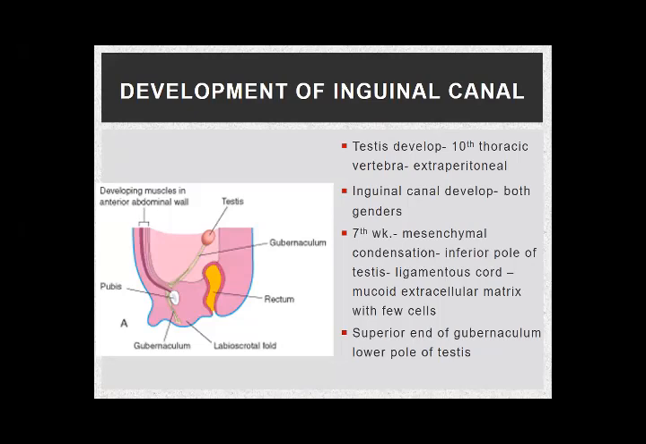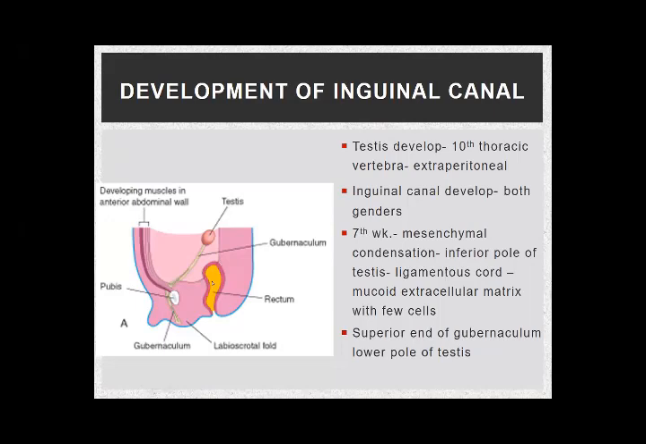Now, at 7 weeks, the mesenchyme around the posterior abdominal wall begins to condense and forms a cord-like structure, a ligamentous cord. This is the cord that I'm talking about. This is the testis. At the lower pole of the testis, the mesenchyme condenses to form a ligamentous cord. This ligamentous cord is made up of mesenchyme, mucoid extracellular tissue, and a few cells.